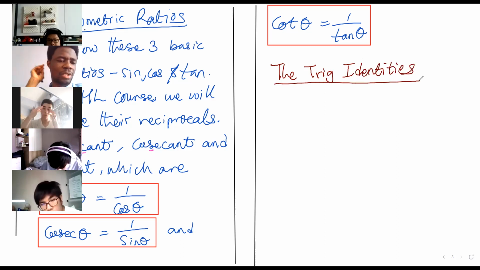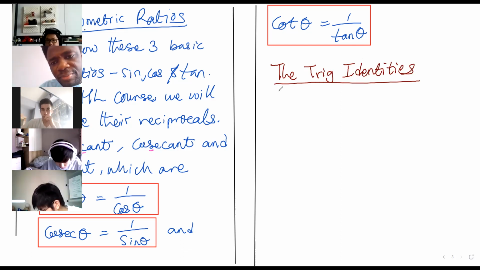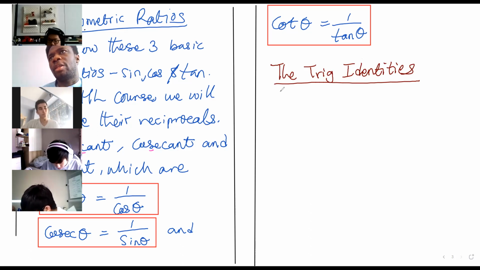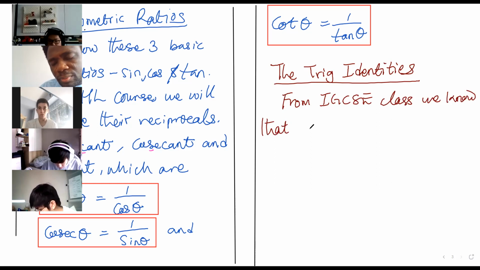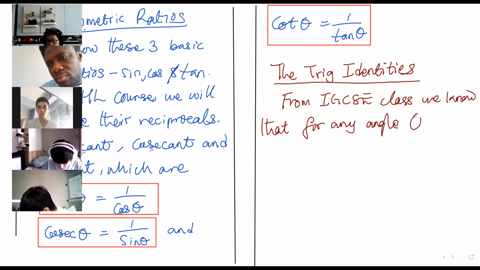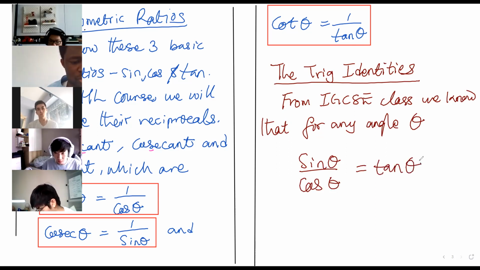From my GCSE class, you already know that sine divided by cos is what, everybody? Tangent. So we're not going to talk more about that. The trig identities. The major ones we'll talk about today are called Pythagorean identities. For any angle theta, sine theta divided by cos theta is equal to tan theta. I'm going to call that equation one, because we're going to label them equation one, equation two, equation three, something like that. Today we'll just do four of them.